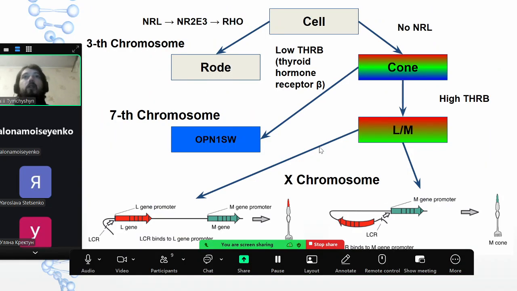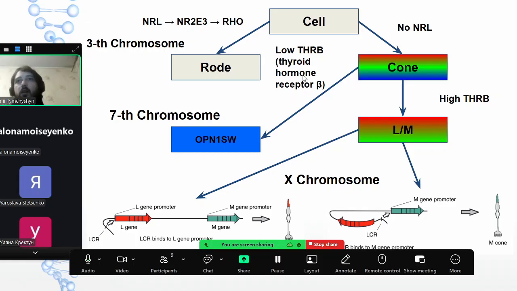What is interesting here is that the cell chooses what to be, whether to be a rod or a cone, and so on. When we start developing our retina, first of all, there is a signal like NRL that leads to developing as a rod, so that influences the expression of that gene on the 3rd chromosome. If there is no NRL, that will be a cone.